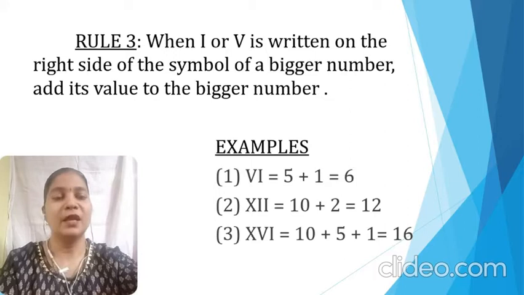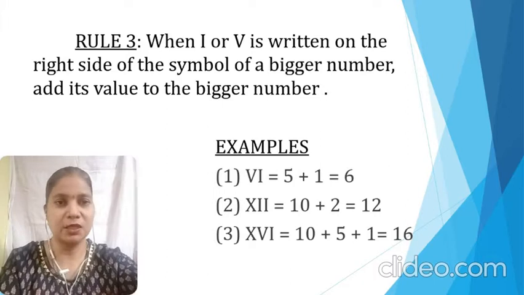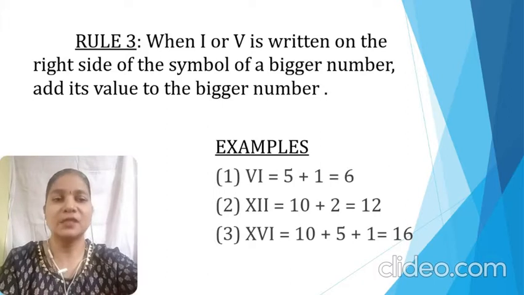Third example, XVI. X means 10, V means 5, and I means 1. So 10 plus 5 plus 1 is equal to 16. That means VI means 6, XII means 12, XVI means 16.